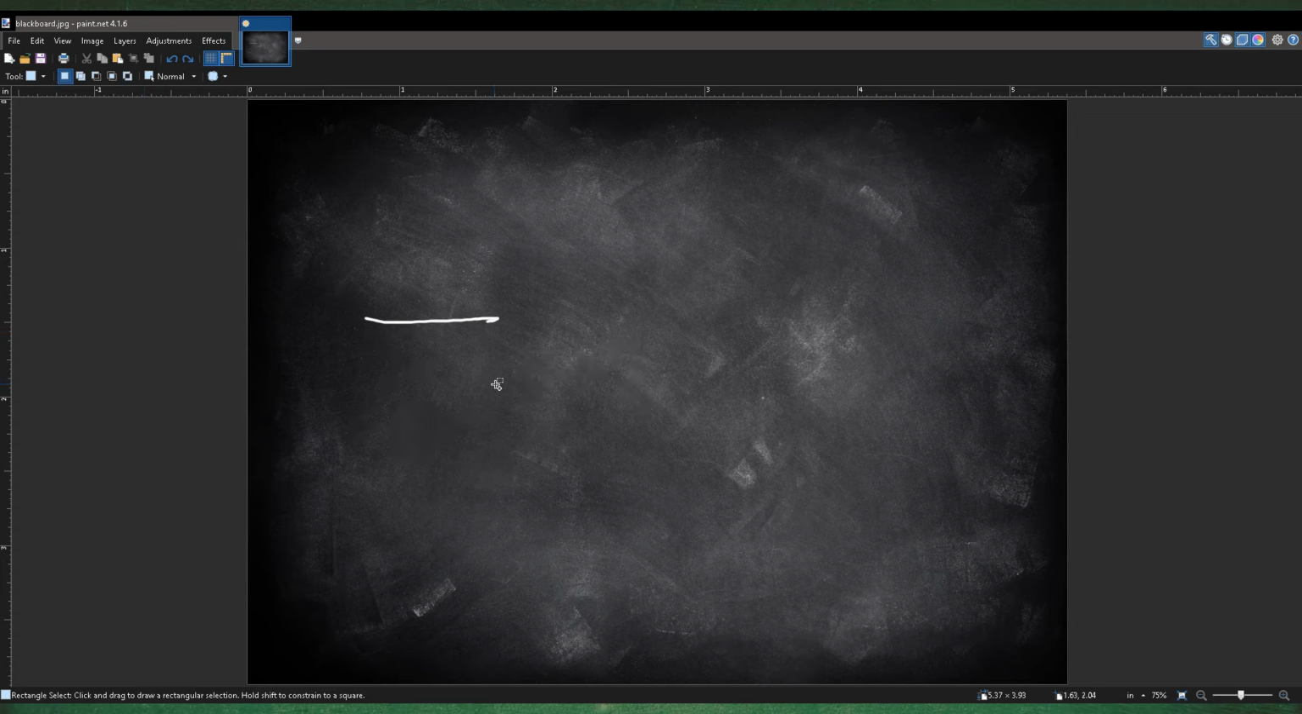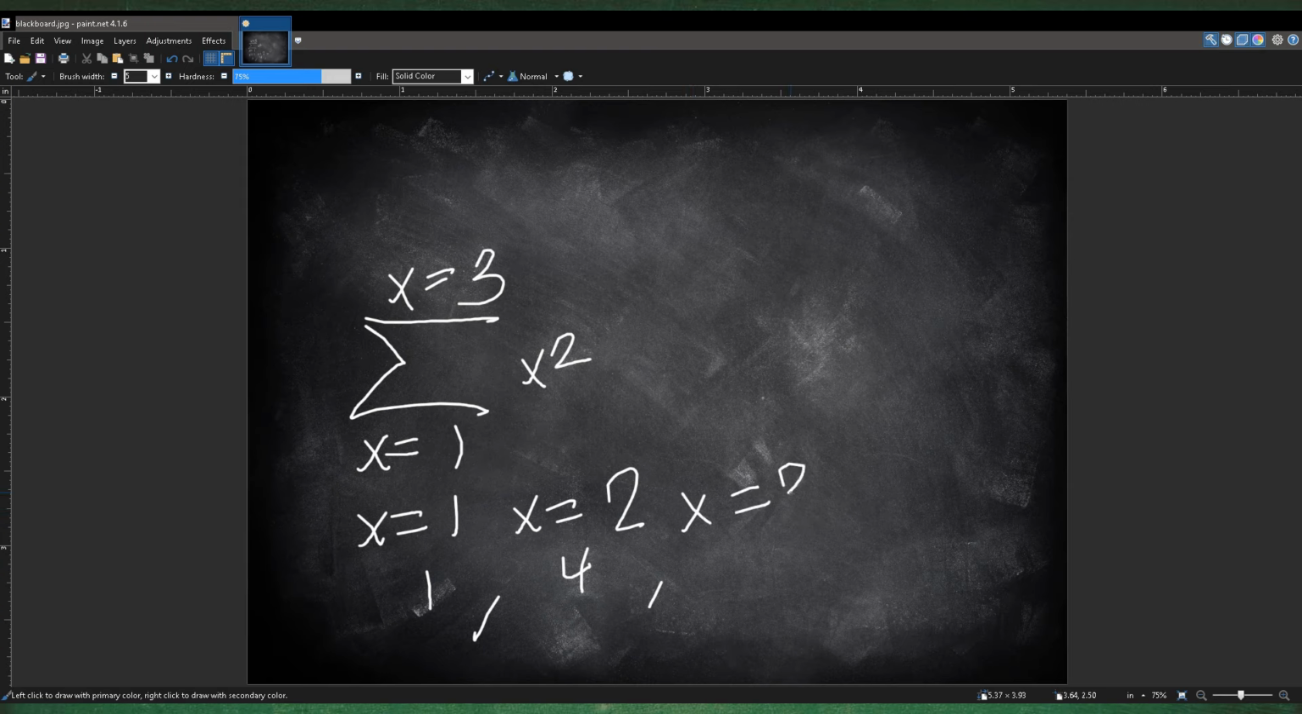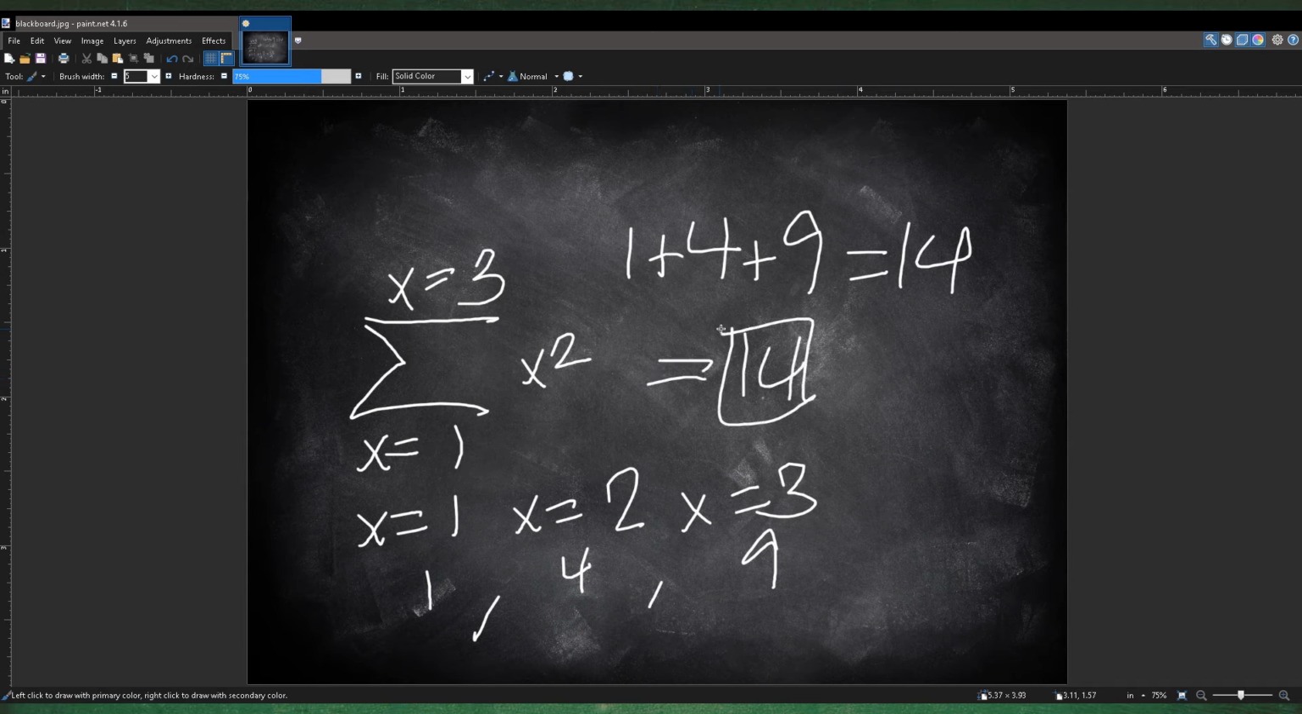Okay. So now let's have a sum. Sorry about that. Let's say we have x squared, and x is equal to 1 to x is equal to 3. So it gets the numbers for x equals 1, 2, and 3. When x is equal to 1, you plug in 1, you get 1. When x is equal to 2, 2 squared is 4. And when x is equal to 3, 3 squared is 9. So it's 1 plus 4 plus 9, because those are the 3 numbers. So that's 5, and that's 14. So this will be equal to 14.